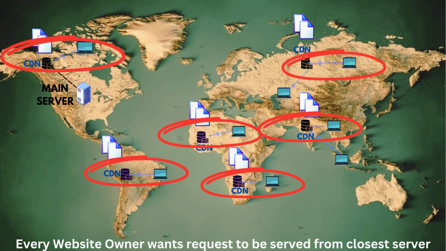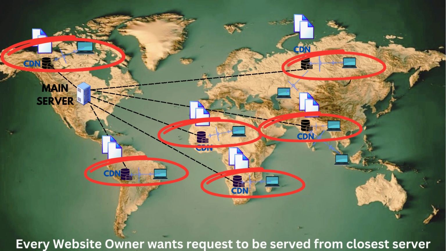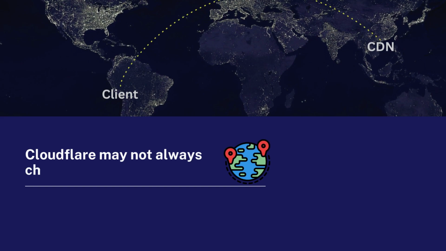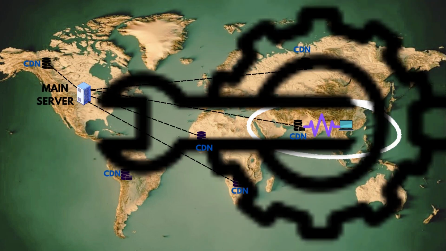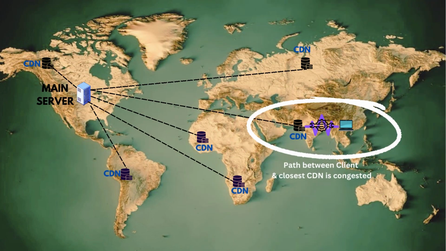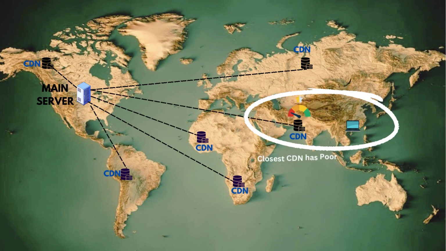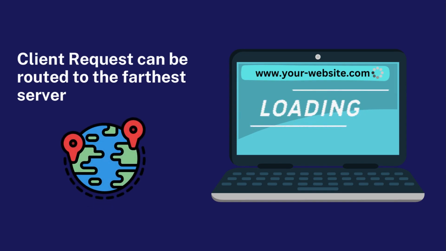As a website owner who is using Cloudflare CDN, you want that when a user requests a website, their request should be routed to the nearest Cloudflare server. But here's a catch. Cloudflare may not always choose the closest server because of some factors, such as the path from the user request to the nearest server is congested, or the nearest server is unhealthy and hence unavailable to take any request. It might also happen that the performance of the nearest server is not up to the mark. This means that your request could be routed to the server that is located far away from you.